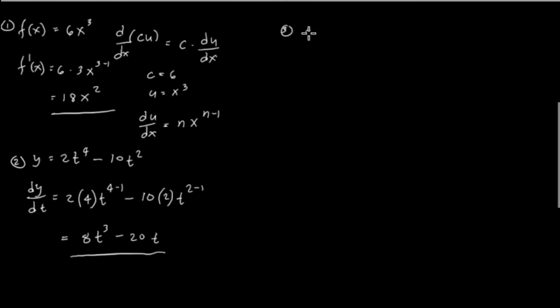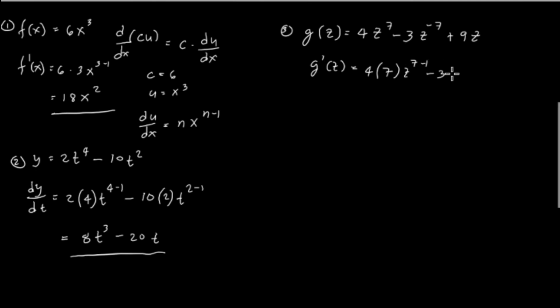Example number 3. G of z is equal to 4z to the 7 less 3z to the negative 7 plus 9z. So we derive, g prime of z is equal to, using again the constant multiple rule and power rule, so 4, and using the power rule of z exponent 7, or 7z to the 7 minus 1, less 3, the constant, and the power rule of z to the negative 7 is negative 7 z to the negative 7 minus 1, plus 9 z to the 1 minus 1.